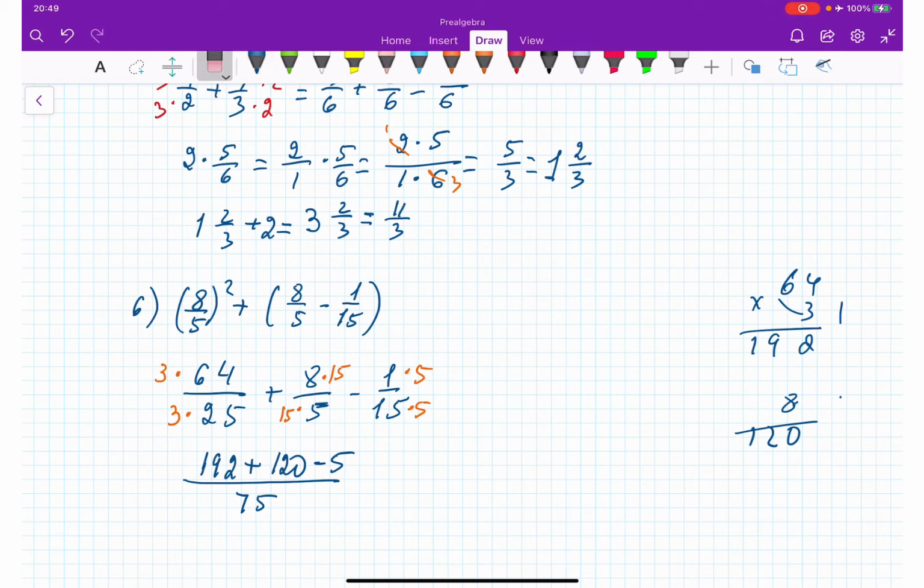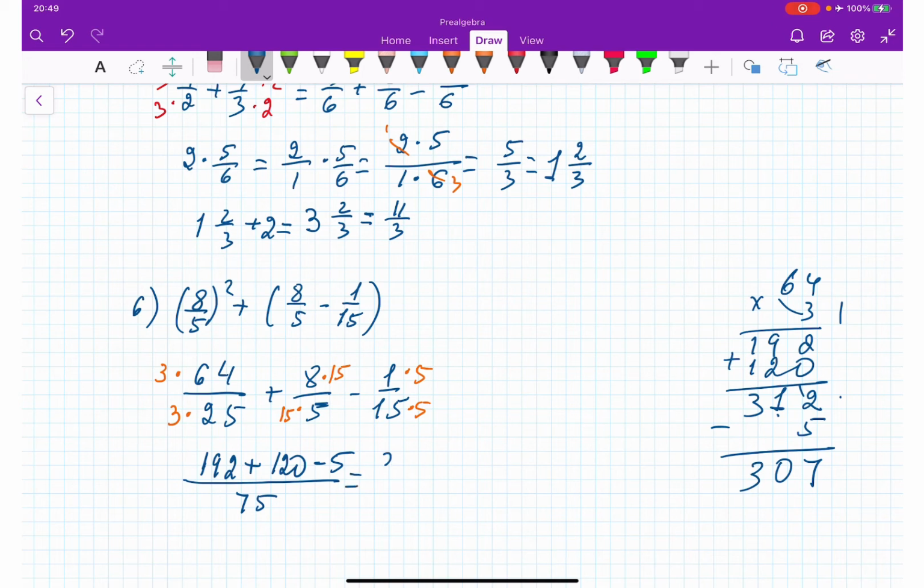So 192, I need to add 120. Yes? It's going to be 2, 9 plus 2 is 11, 2 and 312. And minus 5, right? 12 minus 5 is 7. Here it will be left 0 and 307. And the answer we get is 307 over 75.